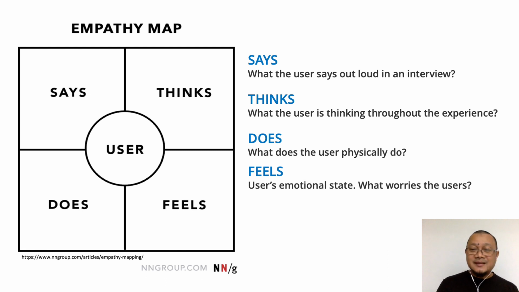To better help you empathize with users or potential customers, you can use one of the tools called Empathy Map or Empathy Canvas. So in this Empathy Map, what you do is write users' responses during the interview session. What the user says out loud during an interview. What the user is thinking throughout the experience with the product. What does the user physically do? And the user's emotional state. What worries them the most when dealing with the product. So the Empathy Map can act as a guideline when conducting interview and observation sessions with the users.